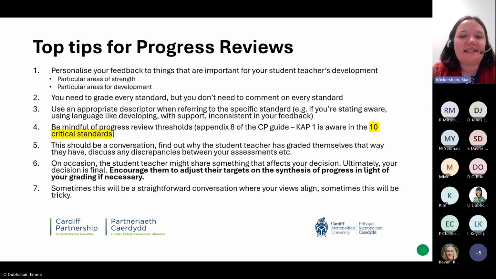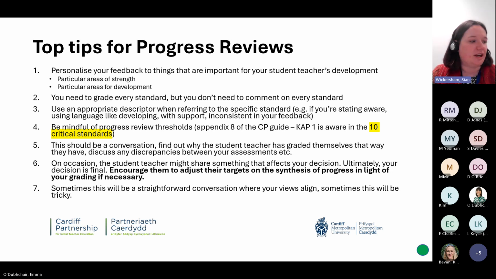Number 5, this is a conversation that you're having during this progress review. So it's not, let's look at yours and now let's look at mine. You need to discuss why the student teacher has graded themselves in that way. And if you've got discrepancies between your assessments, and as Emma mentioned earlier, this is the first time that they've done it, so it might well be that you've got some that are a little bit far out. Maybe they've been really negative, maybe they've been really optimistic. Have that conversation and have that discussion. And we've got a video that might help you with that, if that's something you're feeling a bit nervous about. I'm going to share that on the next slide.